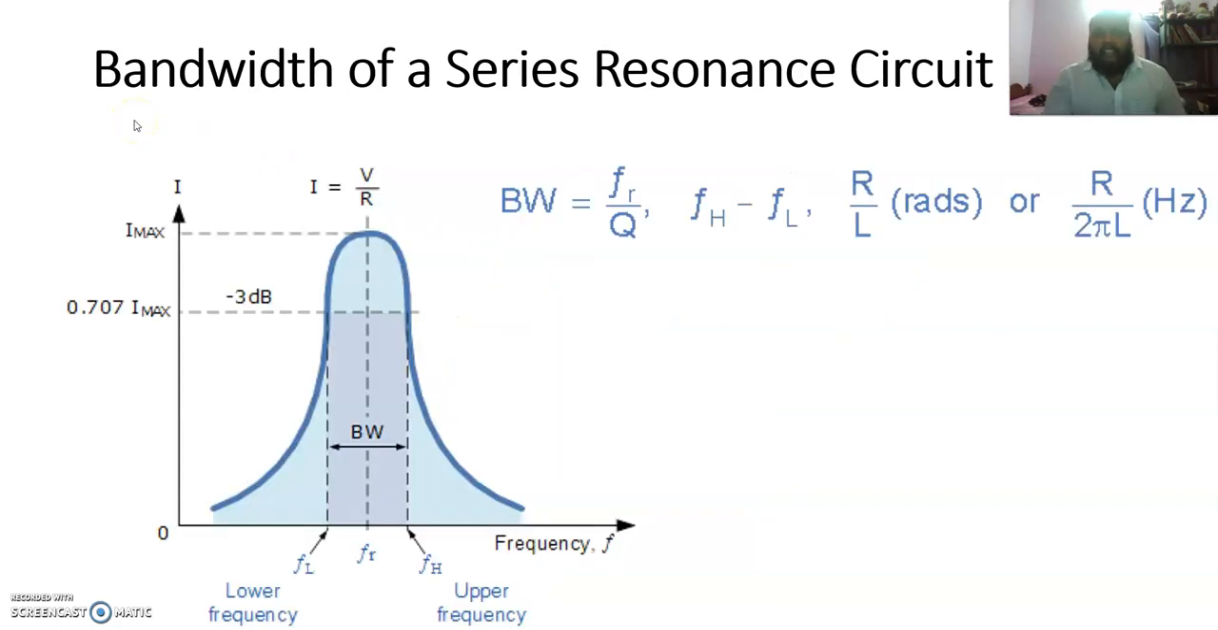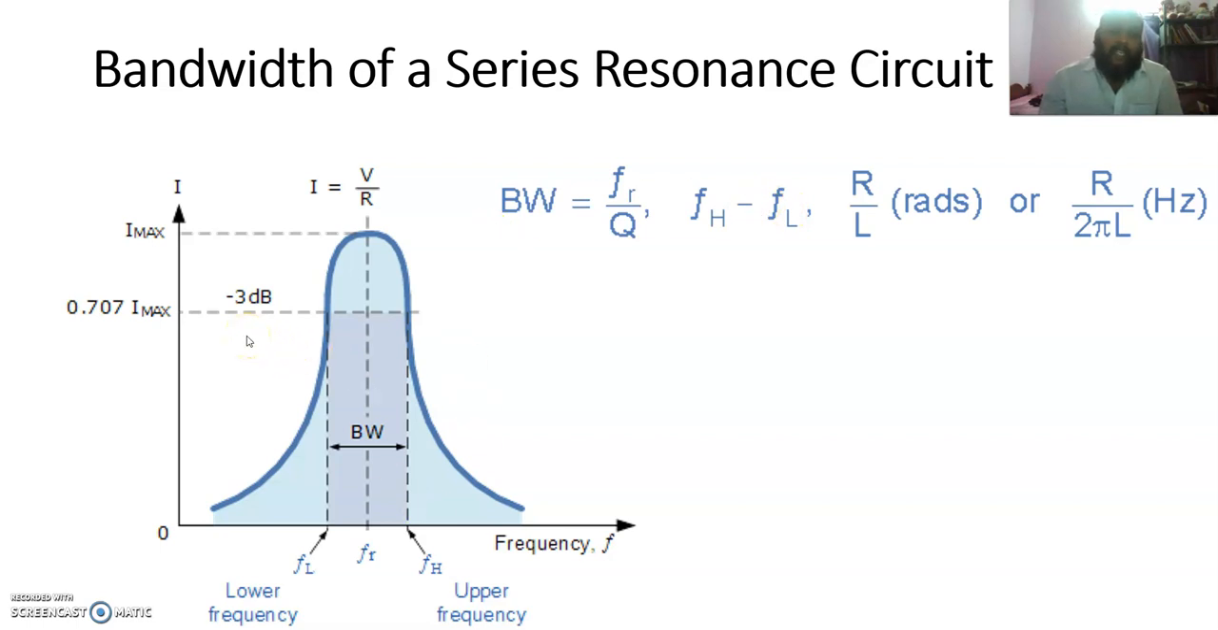Next we are talking about bandwidth. Bandwidth is the range of frequency, where the lower limit we call the lower cutoff frequency, and the upper limit we call the upper cutoff frequency. The bandwidth can be calculated with the formula FR by Q, that is resonant frequency by quality factor. Otherwise, we generally say bandwidth is higher frequency minus lower frequency.